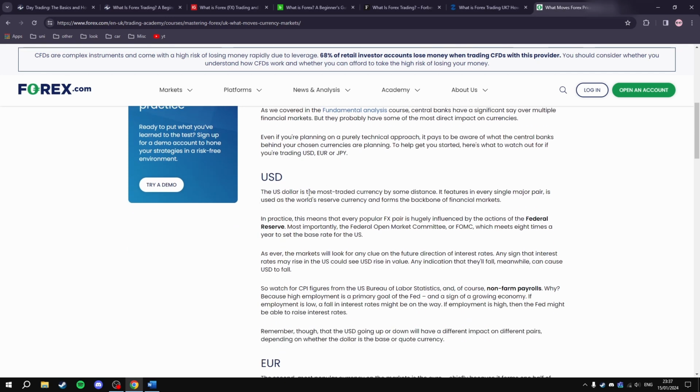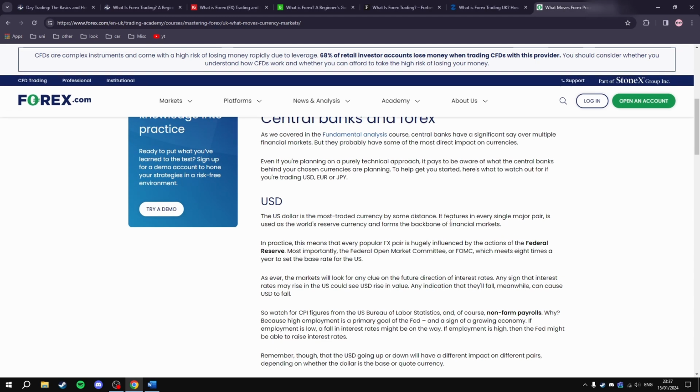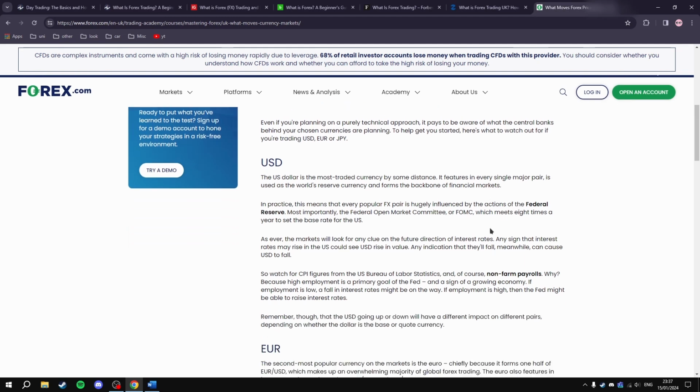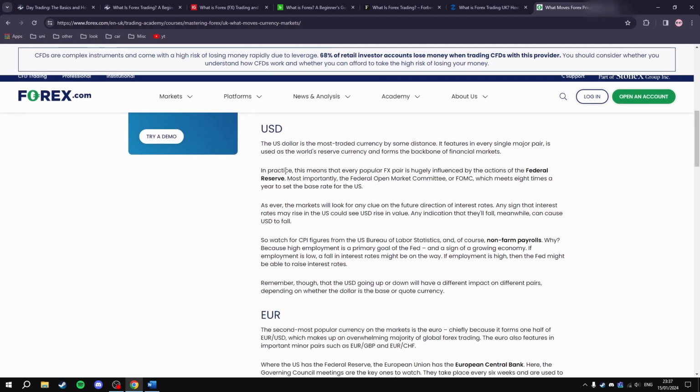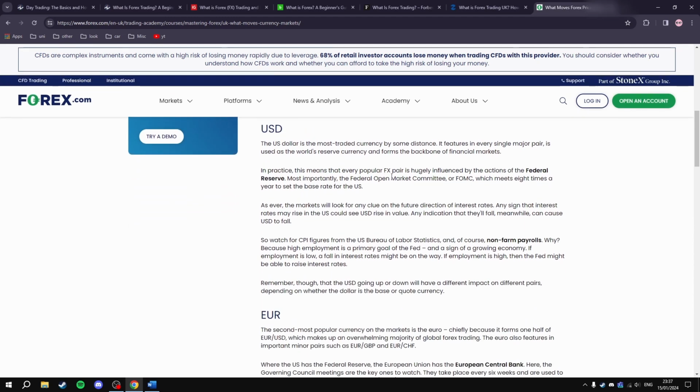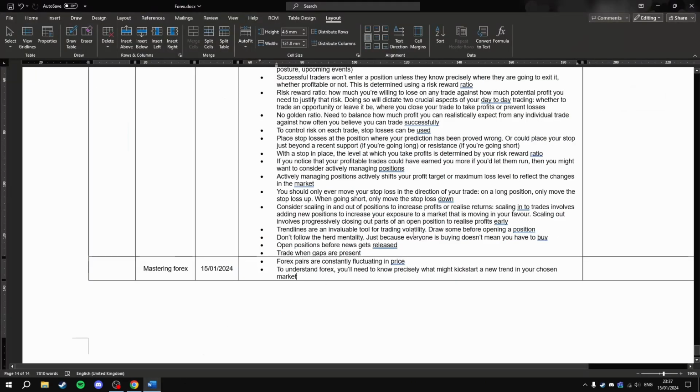USD. The US dollar is the most traded currency by some distance. It features in every single major pair, is used as the world's reserve currency and forms a backbone of financial markets. In practice, this means that every popular FX pair is hugely influenced by the actions of the Federal Reserve.